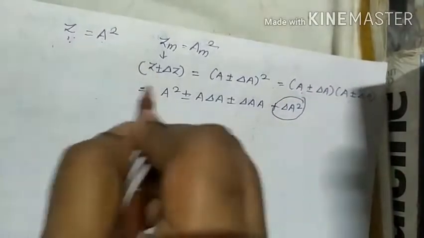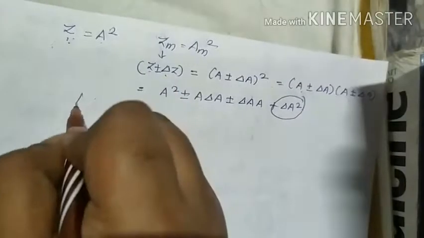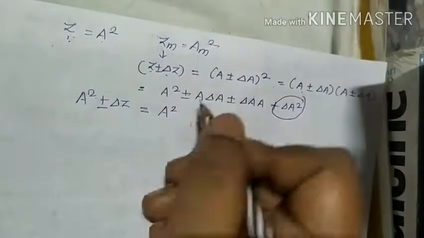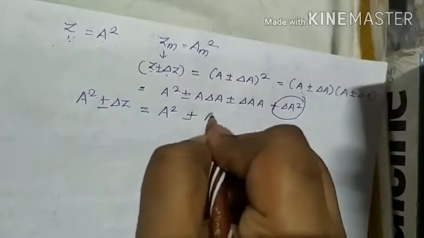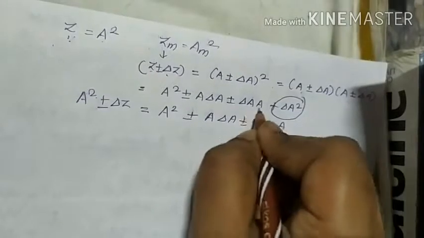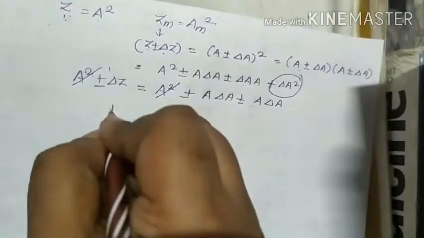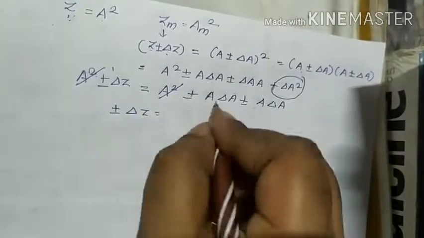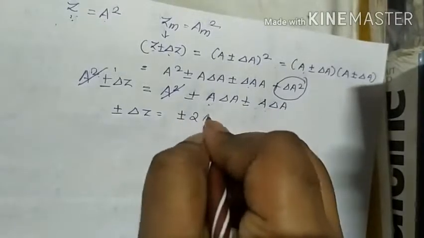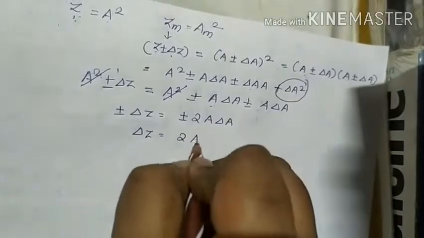Here, what was in the LHS? It was z plus delta z, right? So this z is a squared actually. So a squared plus delta z equals a squared plus or minus a delta a plus or minus a delta a. Now this a squared and this a squared can be cancelled out. So plus or minus delta z is equal to, both of them are the same term, so it is plus or minus 2a delta a. Or I can write it as delta z is equal to 2a delta a.